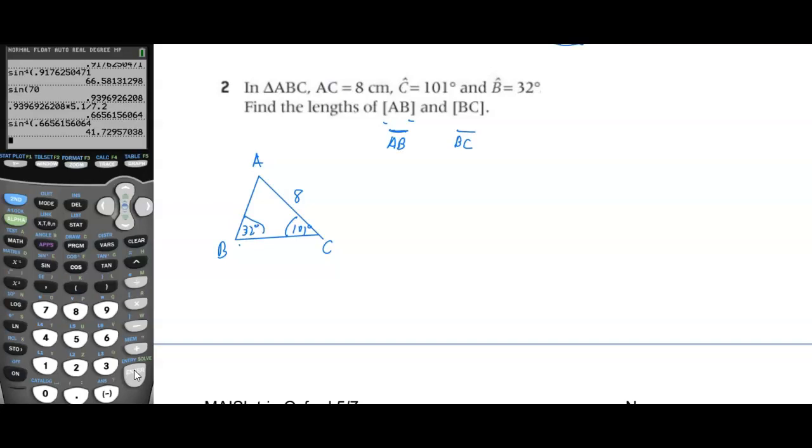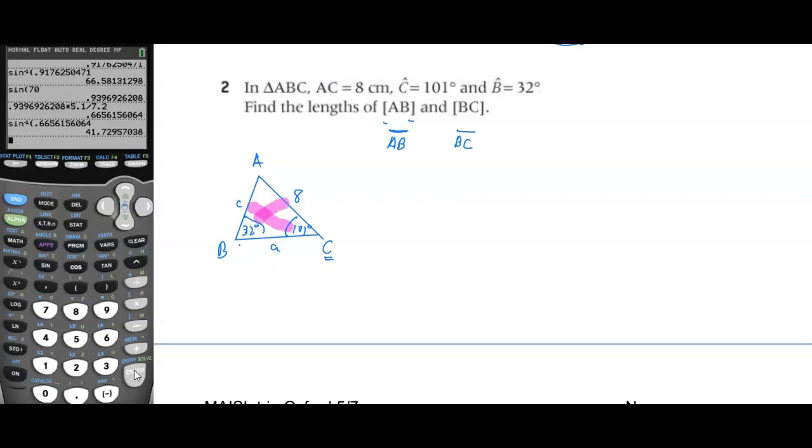AB can also be called C because it's across from capital C. BC can also be called little a because it's across from angle A. So we're going to find A and C. Let's find first the one that's easier. The one that's easier to find is going to be the C's and the B's.